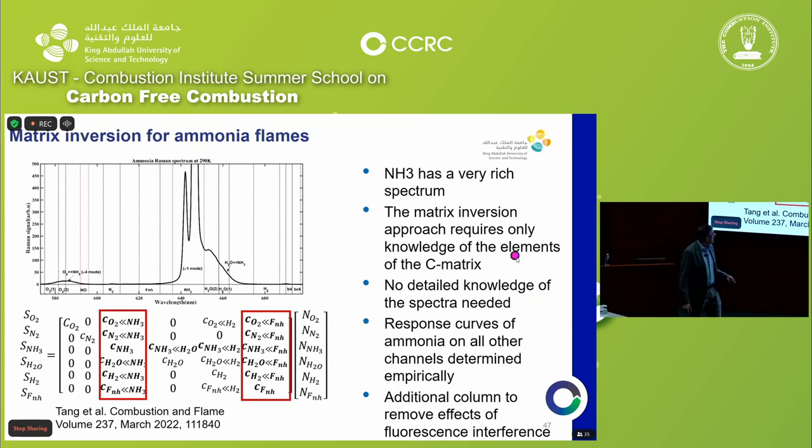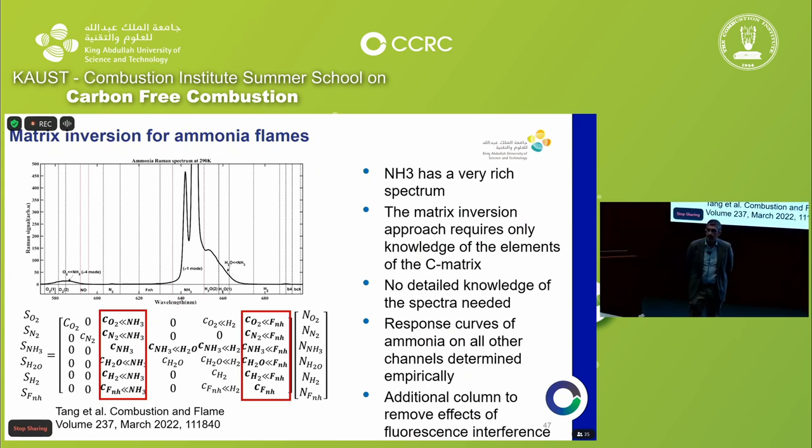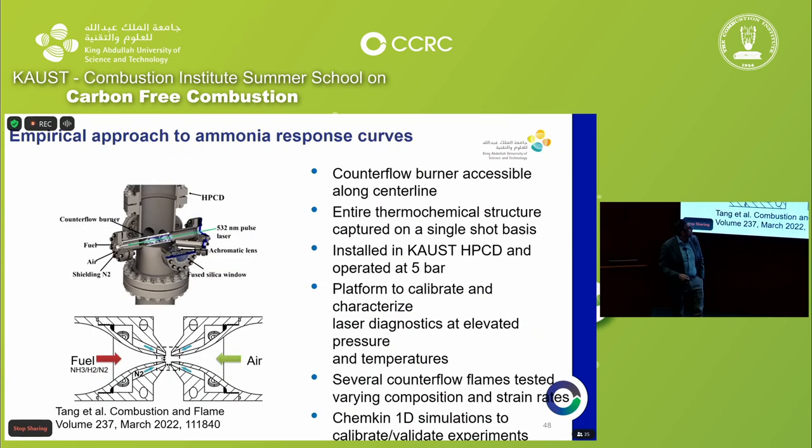Now you see I added another column here. This is a contribution from fluorescence interference. I already mentioned that exciting Raman at 532 will introduce some fluorescence interference. We need to suppress it. We can treat the fluorescence interference, again, as a Raman species that has a crosstalk on all the other species. And again, this can be empirically calibrated.